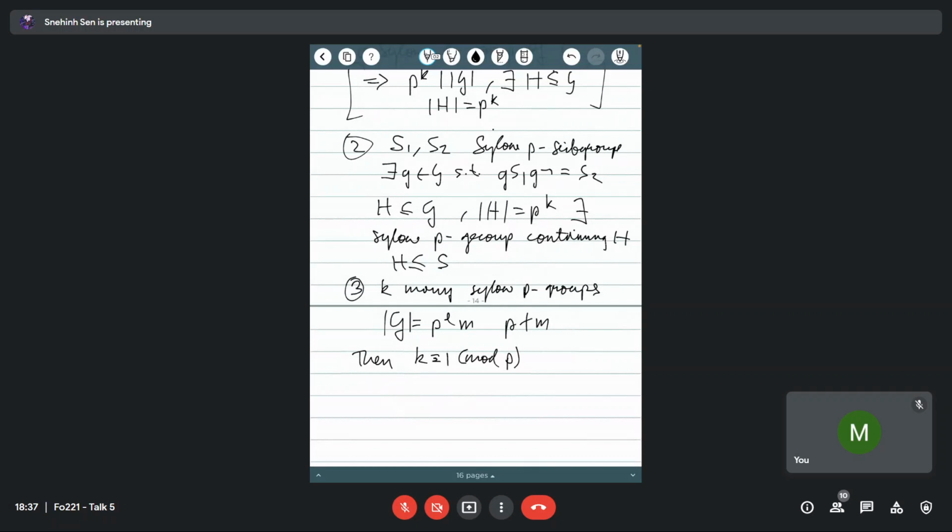Basically, this should also give you the first part in this sense, because K congruent to 1 mod P cannot be 0. There is at least one P group. And also K divides M. And perhaps a very easy exercise: if there is a unique Sylow P group, like if K is equal to 1, that implies that the Sylow P group is normal in G. Why does it follow? Anyone? Just from the statements? The hint is to look at 2.